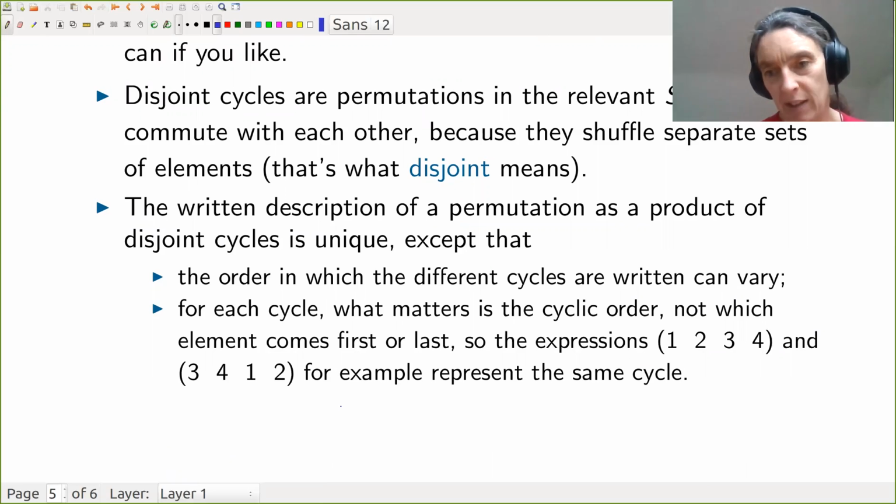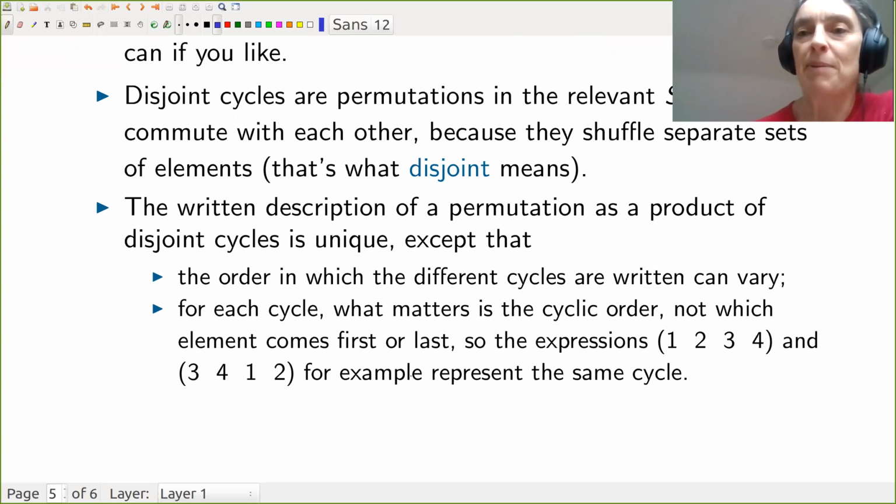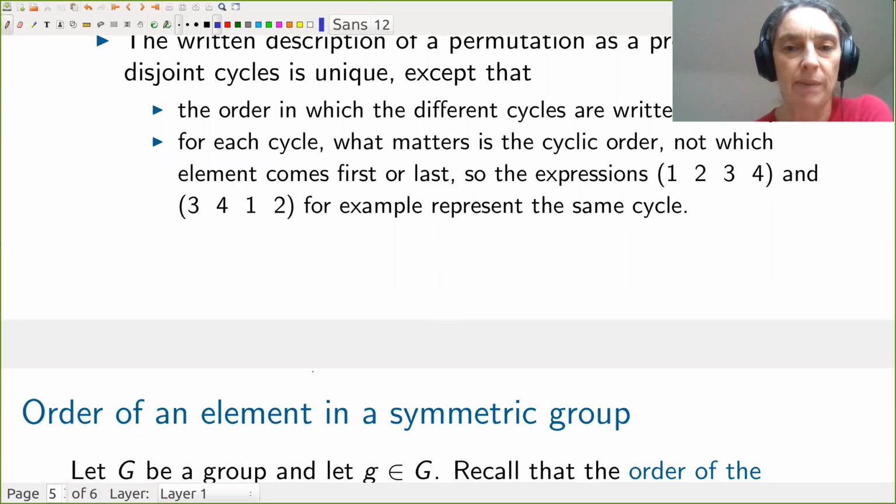So the permutation that takes 1 to 2, 2 to 3, 3 to 4, and 4 back to 1 is of course the same as the one that takes 3 to 4, 4 to 1, 1 to 2, and 2 back to 3. So you can change the way that a particular cycle is written by just changing its first entry, as long as you keep the cyclic order the same, and you can interchange the order in which the disjoint cycles are written. But apart from that, the description is unique. Okay, so you can recognize fairly quickly usually if two disjoint cycle descriptions represent the same permutation.